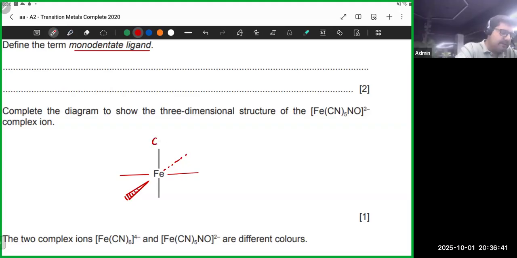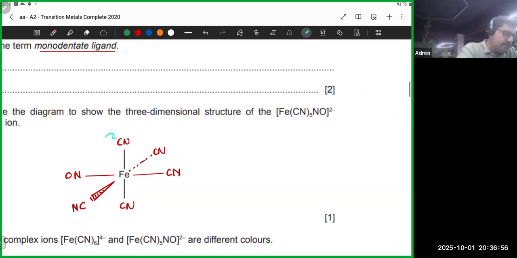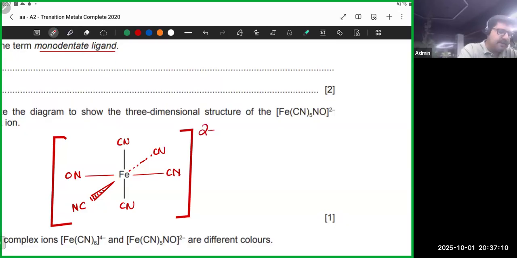Okay, so you got 5 CNs, and there is one NO. And the whole thing is going to have a charge of 2 minus, right?